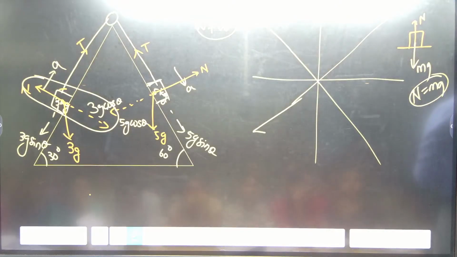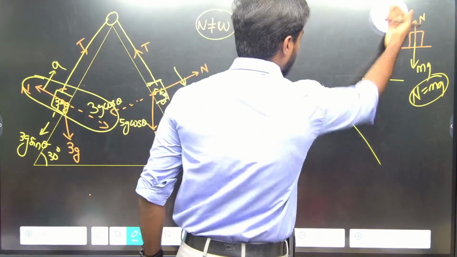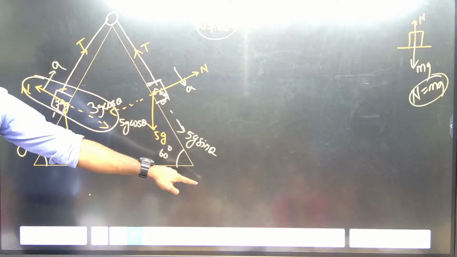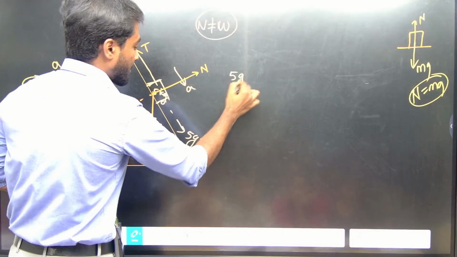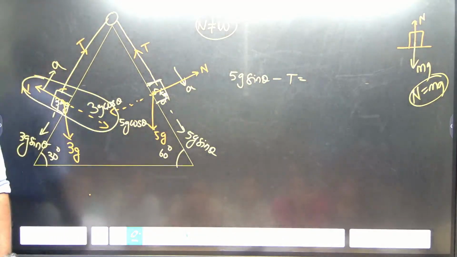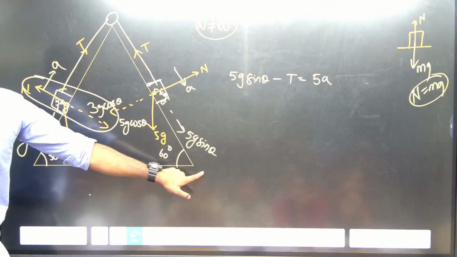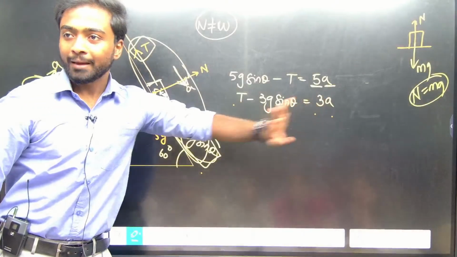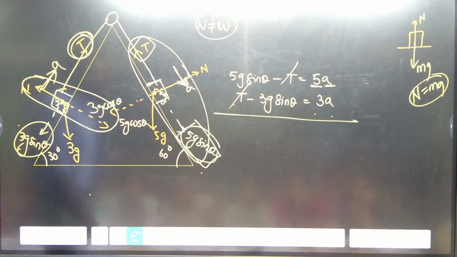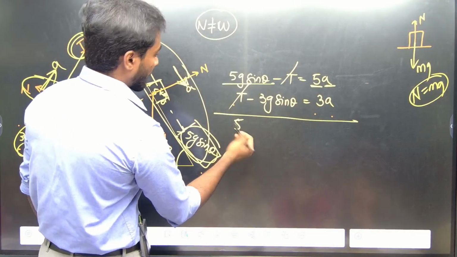Any doubt? Now whatever things are there, acceleration is there, tension is there, force is there. In this direction the object is moving, no? Can I say that 5g sin theta minus T will be equal to 5a? This is the one force, mass into acceleration. Now I'll add everything. This one will get cancelled off. 5g sin theta. Okay, total it is.